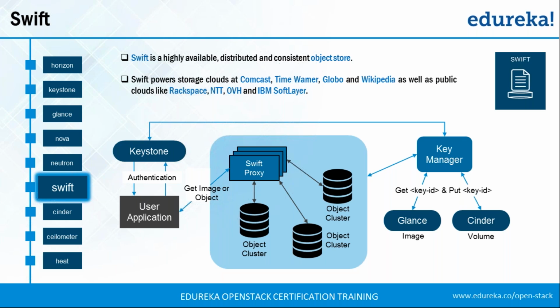The Swift service helps us configure the underlying resources like storage disks, storage nodes, proxy nodes, and so on, so that they can host this service and provide the users the capability to store their data in a highly available, distributed, and eventually consistent model. Okay, so the workflow is somewhat like this. The user application uses Keystone for authentication and accesses the Swift proxy to get or put objects.